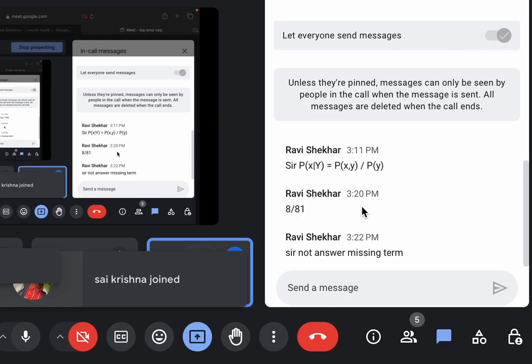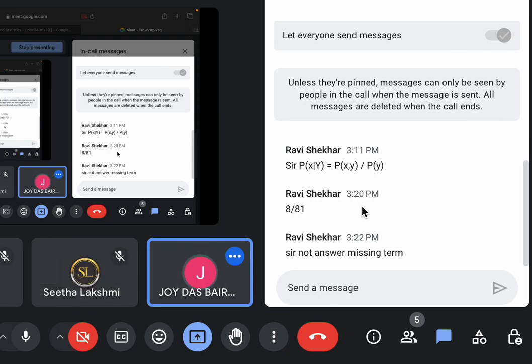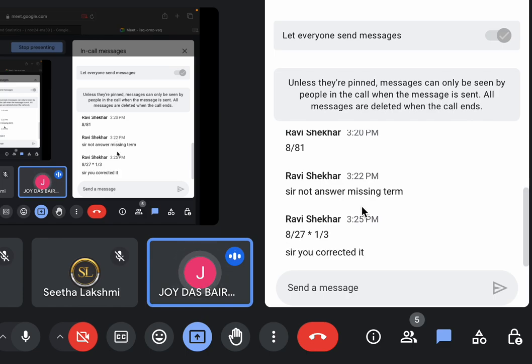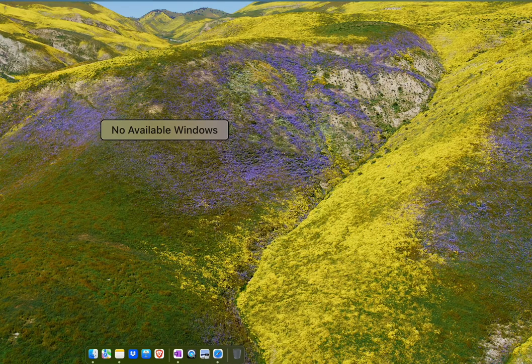Said not answer missing term. Shekhar, what are you trying to say? I didn't get your point. Sir, not answer missing term. Are you saying that my answer is not correct? Okay, okay. Oh, you were saying okay, 1/3. Shekhar, can you? Okay, okay, okay, fine.